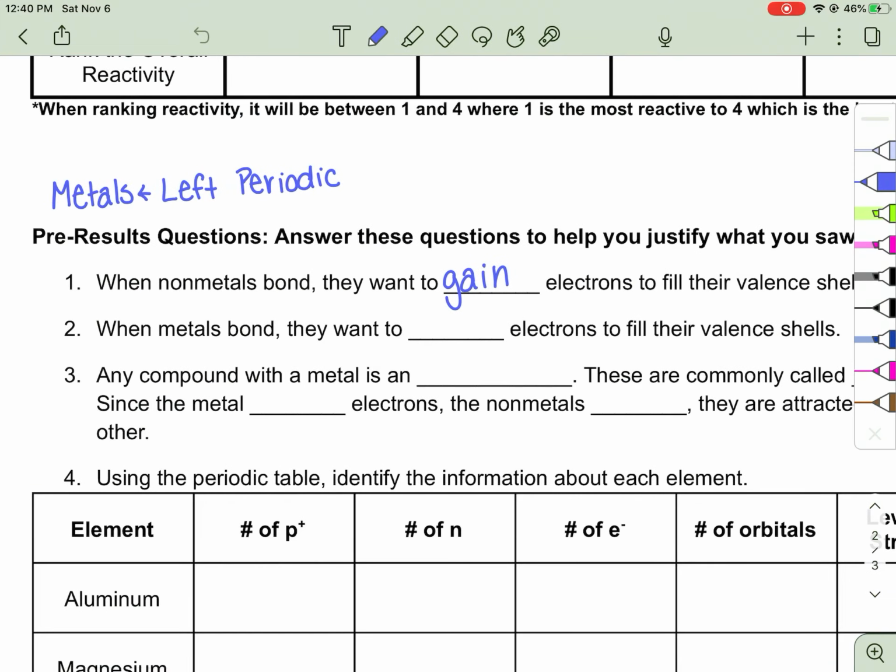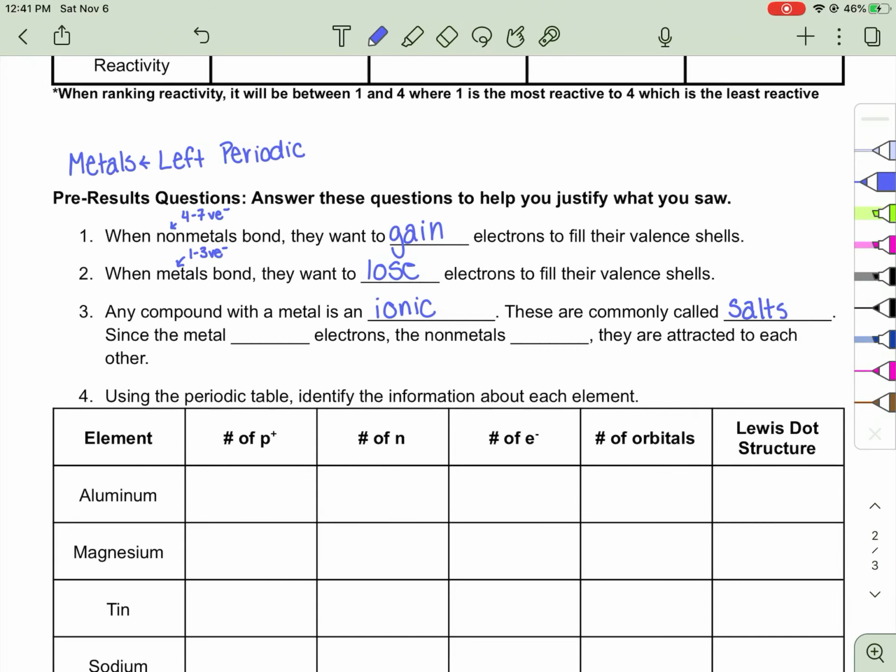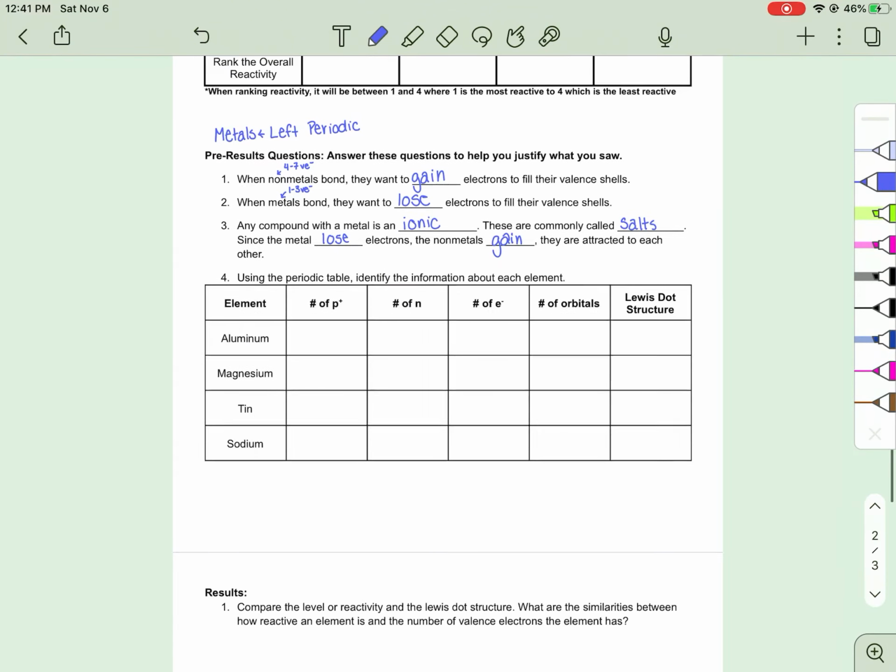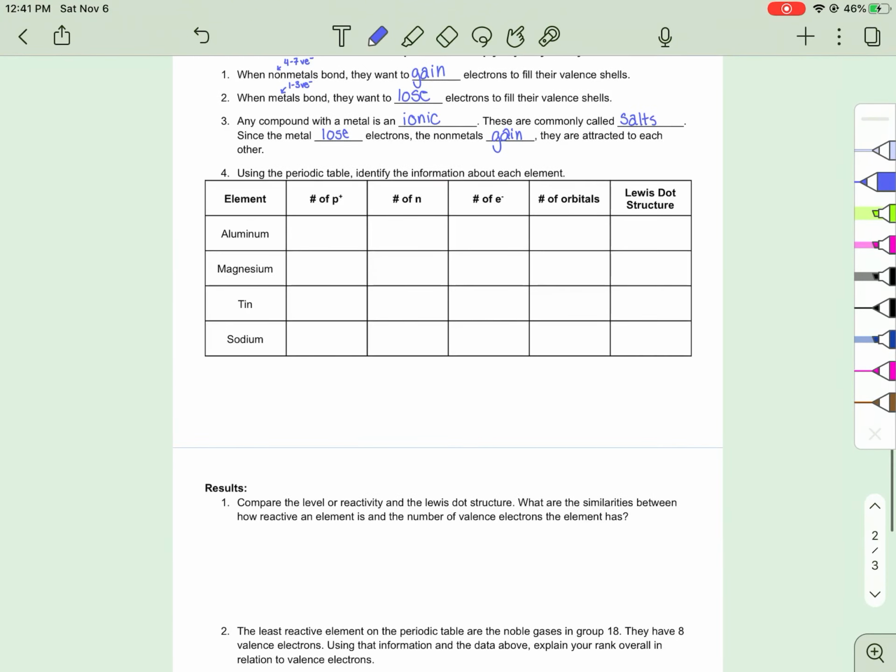So any compound with a metal, we're going to call an ionic compound. That was talked about at the start of it. They're commonly called salts. And metals, again, we're really looking at them losing electrons here and nonmetals gaining electrons here. I am going to skip over the middle, the protons, neutrons, electrons, and orbitals. If we need help with that, let me know.